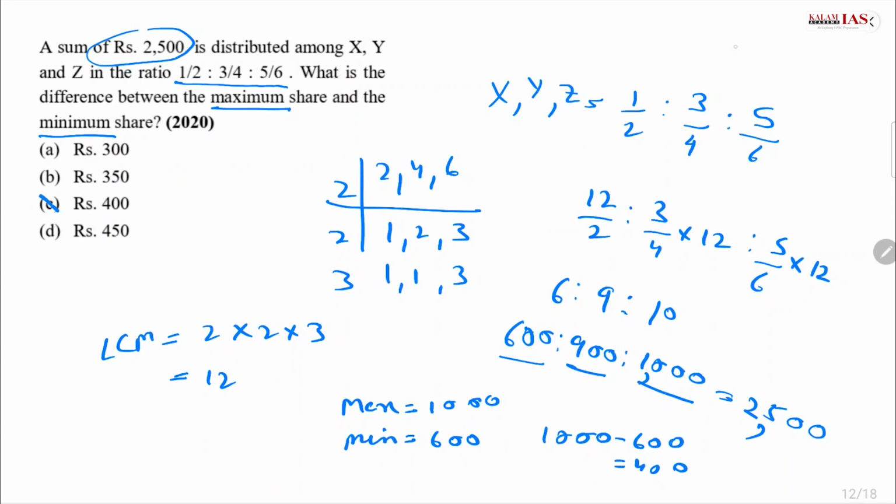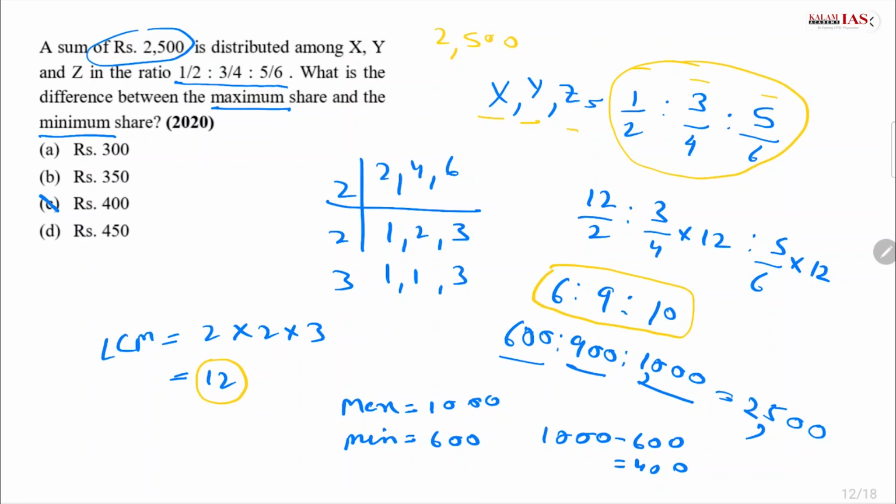I'll bring a small recap of this question. It is given that there is a total amount of 2500 which is distributed between x, y, z in the ratio 1 by 2 is to 3 by 4 is to 5 by 6. Whenever the ratios are given in fraction form, we multiply these ratios with their LCM. The LCM here is 12. Multiplying every fraction by 12, we get the new ratio of 6 is to 9 is to 10. Now it is simply 600 is to 900 is to 1000, because the summation will be 2500.